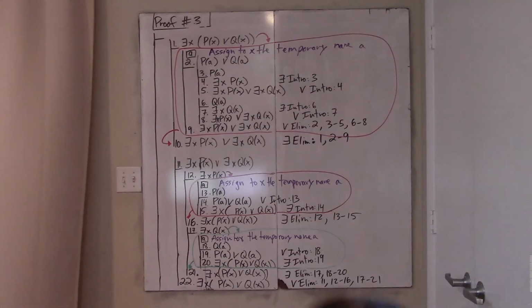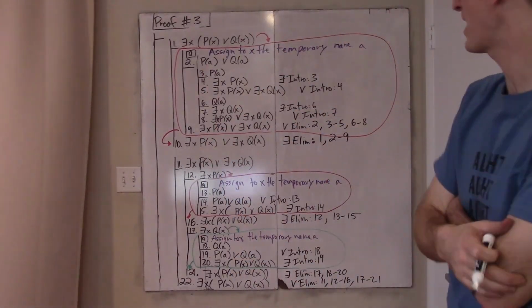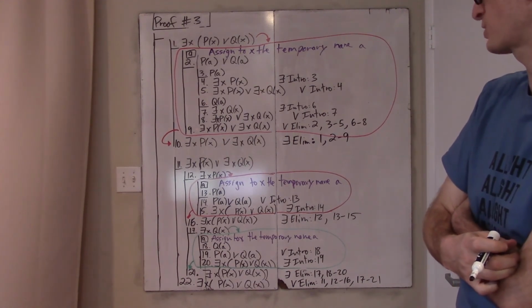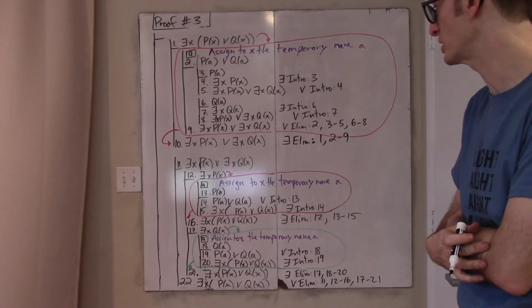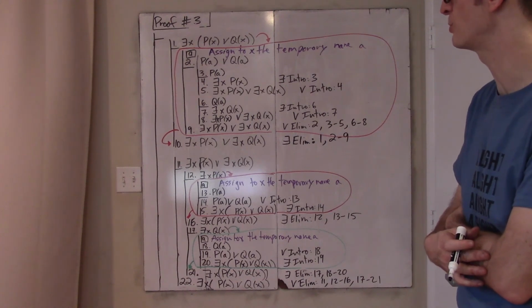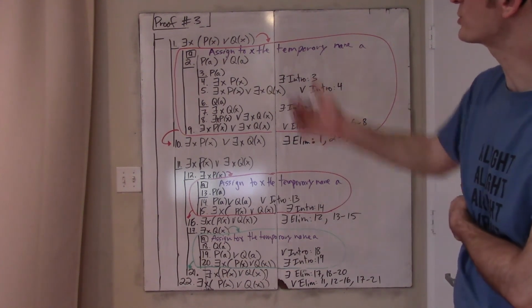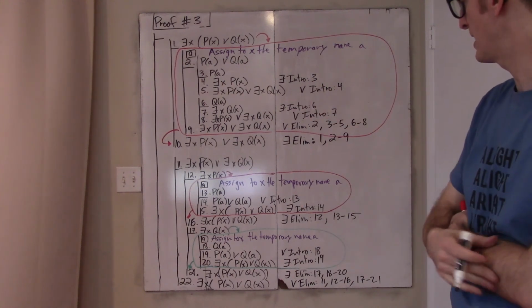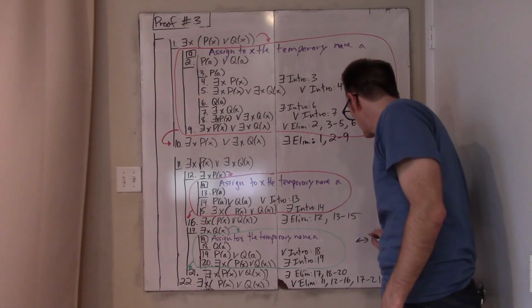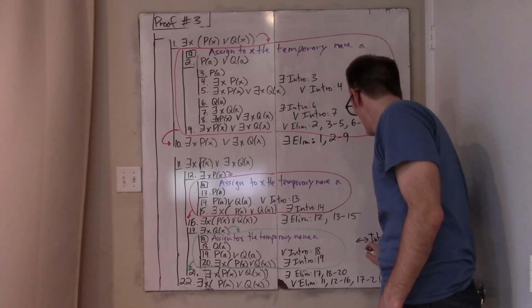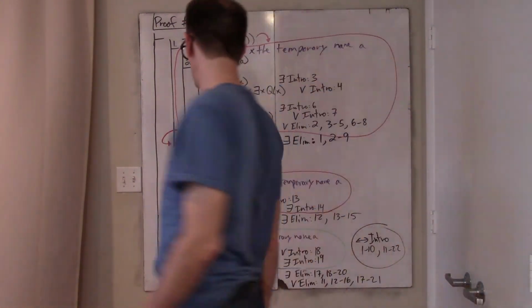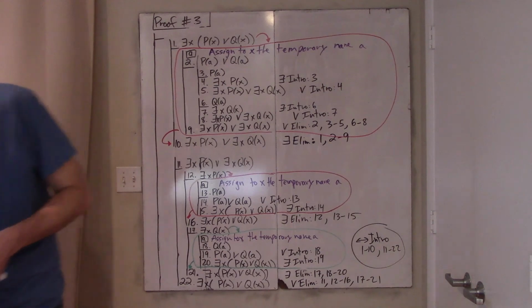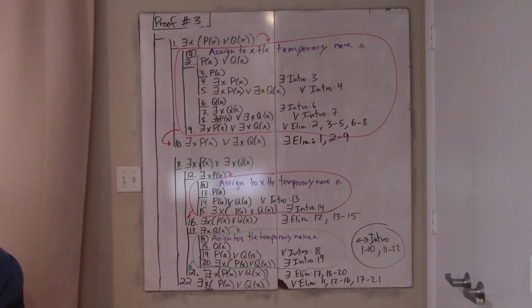I ran out of space by one line, but please insert the final line of this proof, which is biconditional introduction, because I proved the biconditional by showing that they go in both directions. So biconditional intro, 1 through 10, 11 through 22 is the justification for the line that doesn't appear here, which shows that these are both the same.